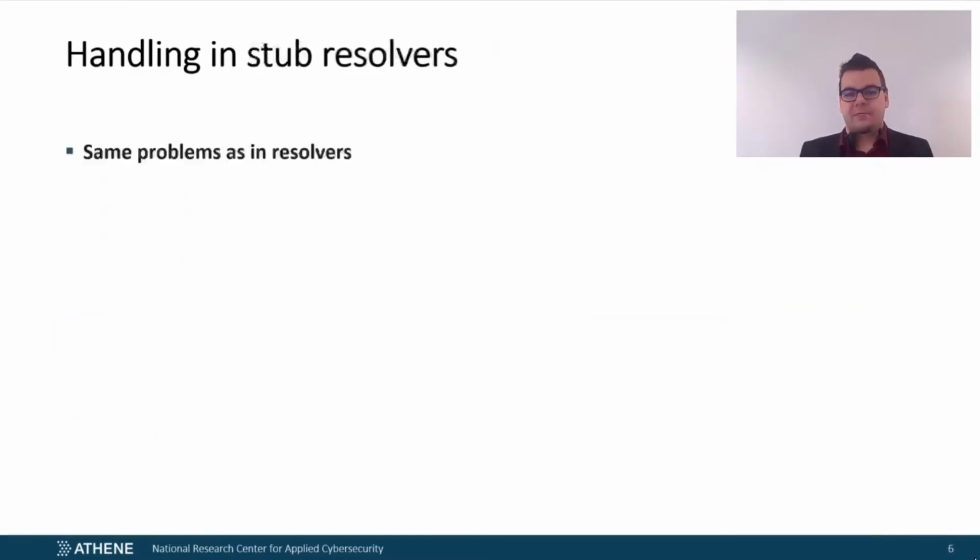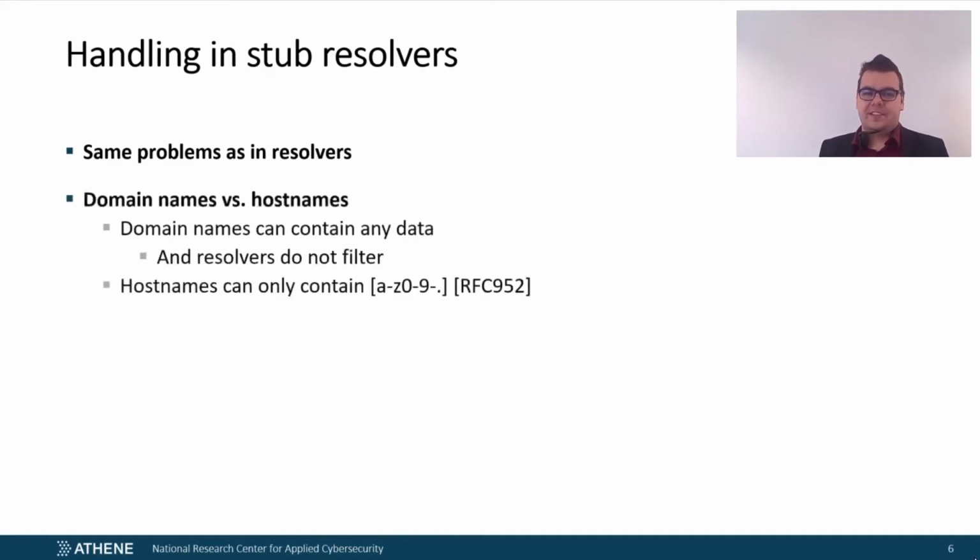So this was in resolvers. So what can happen in subresolvers? Essentially, subresolvers can have the same problems as resolvers, as they basically convert the line format data to the text format. However, there are other problems as well, because there's basically a difference between domain names and host names. As we know, domain names can contain any data, and the resolvers don't filter them. However, there's also something called a host name.